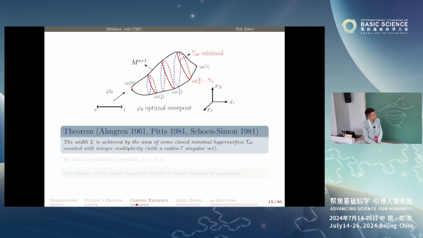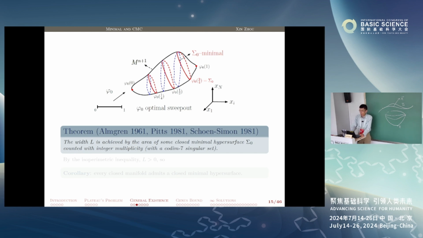This is very intuitive, but mathematically there is a lot of deep analysis involved. But fortunately, from 1961, initially by Almgren and then by Pitts and Schoen-Simon until 1981, we know that this has become a theorem: that the number I defined before is always achieved by the area of some closed minimal hypersurfaces, counted with integer multiplicities and up to a small singular set. Here I say integer multiplicities, sort of as a linear combination of areas, but the coefficients are all integers.